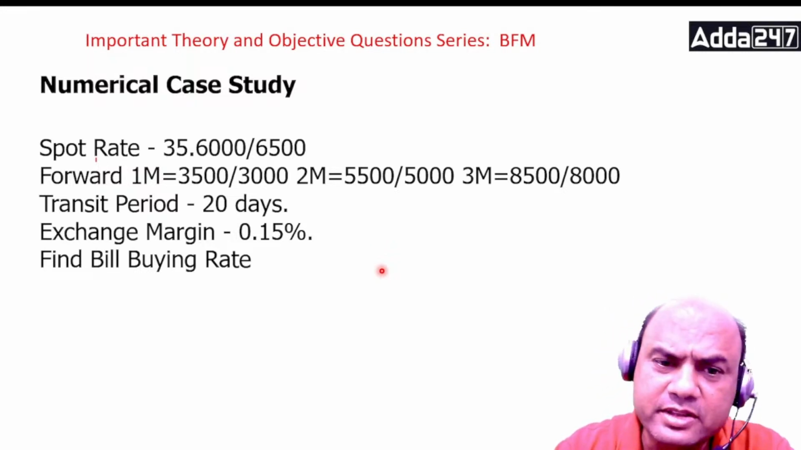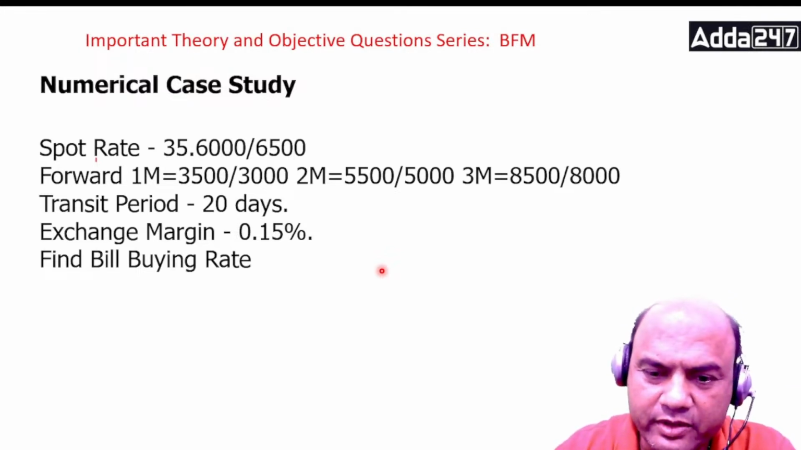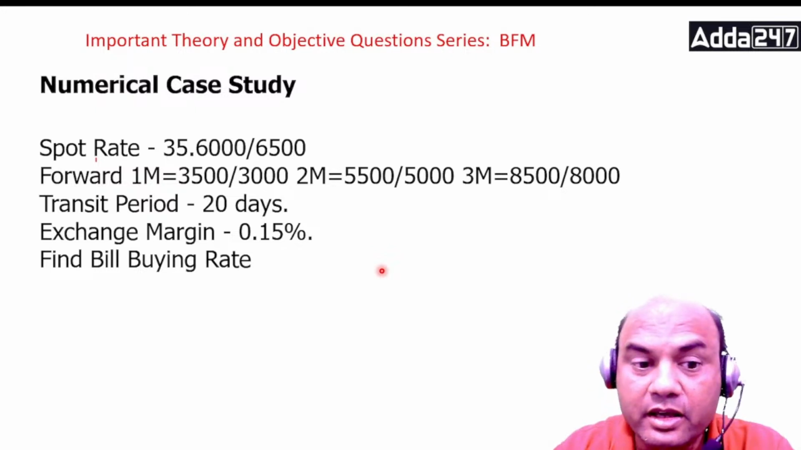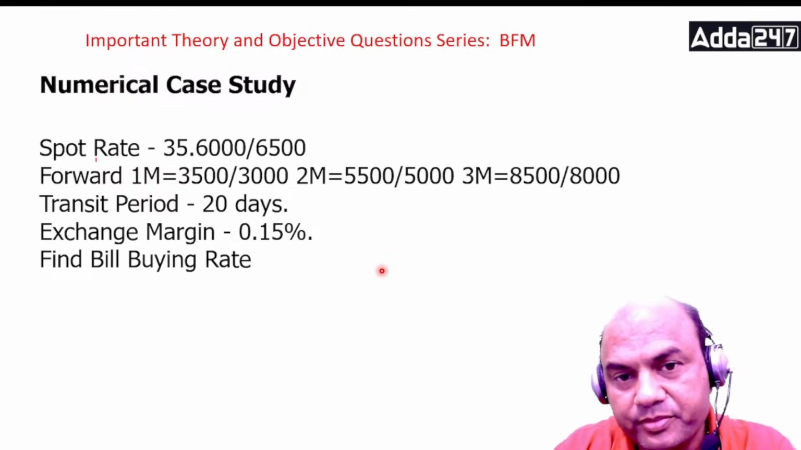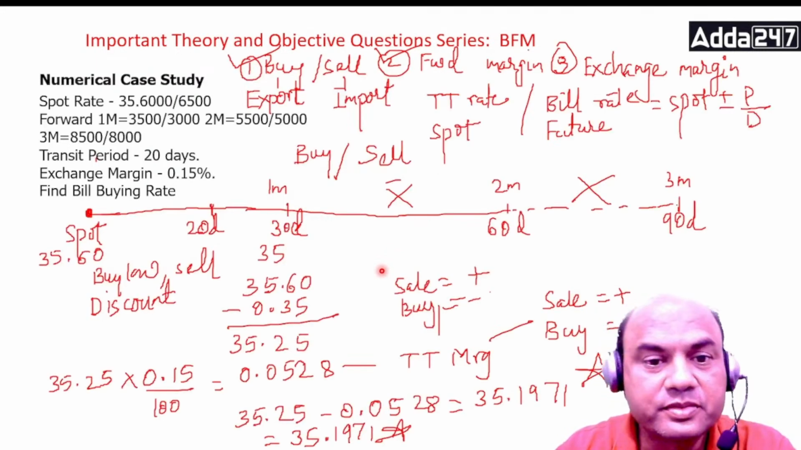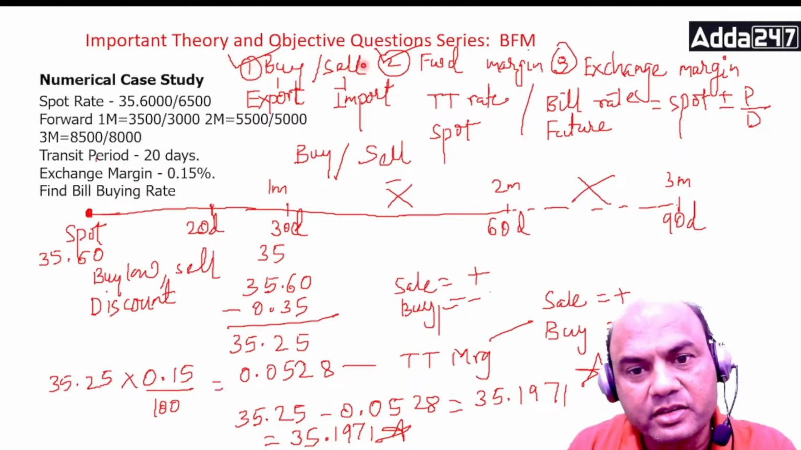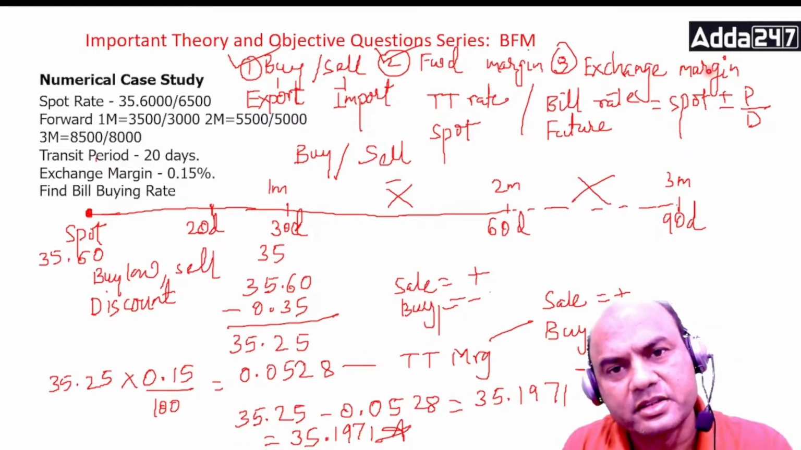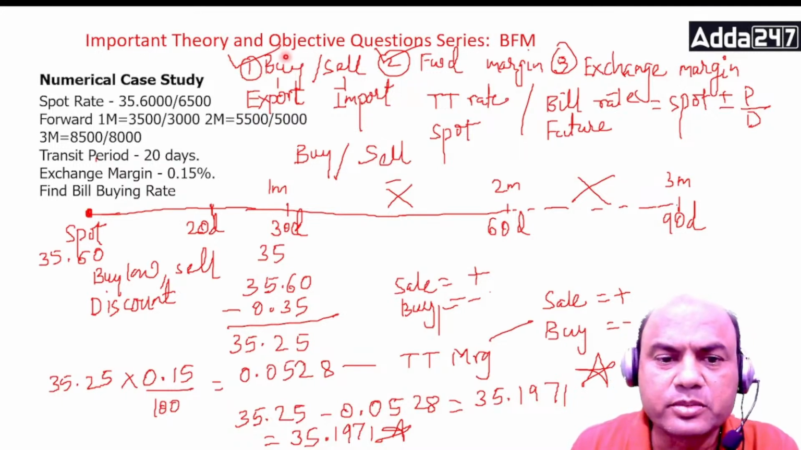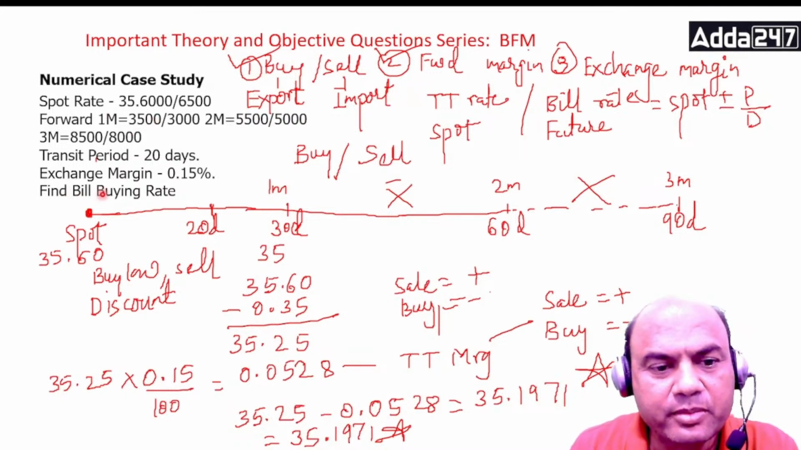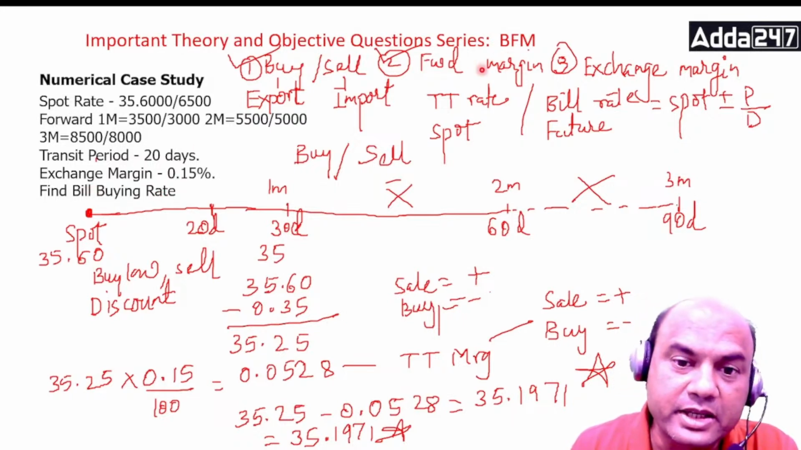Kindly note, buying means left side. Again, don't forget the basics: buy or sell, forward margin, exchange margin. Here forward margin will come because you are dealing with the forward rate. Don't miss this. First is buy or sell. So buy, it's given: bill buying rate. Forward margin, yes, forward margin will come over here.